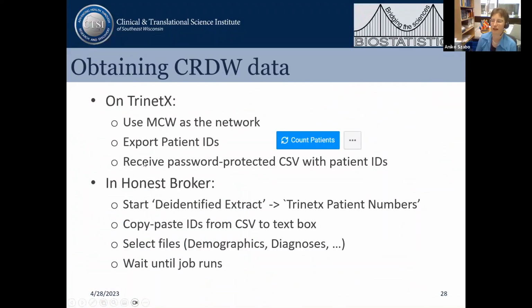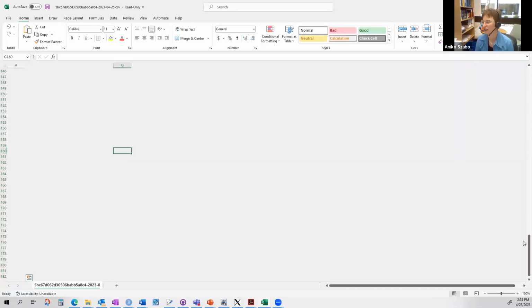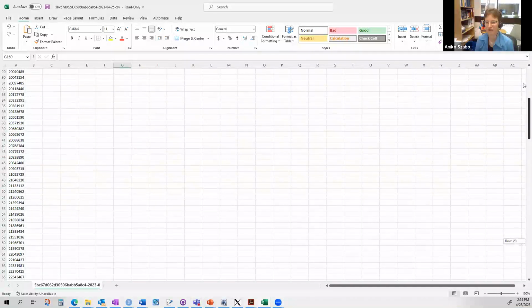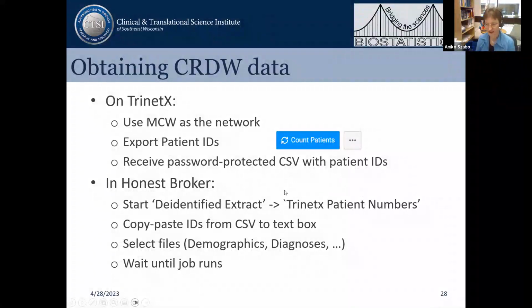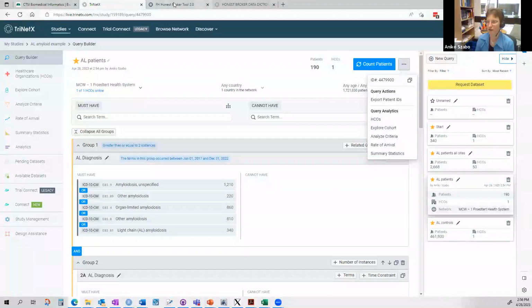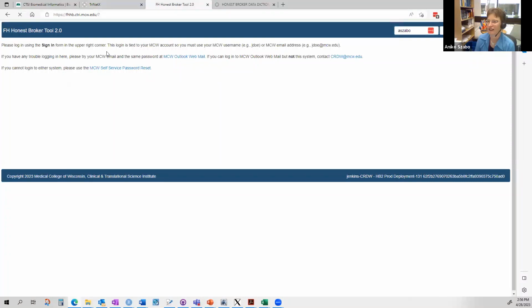Right, so I'll get a password protected zip file, and this is how it will look once I open it, with lots of patient IDs. At this point, these are encrypted, so we don't know who these are. At this point, I go to Honest Broker, which is linked from the Bioinformatics page, but I have to go there and sign in. So it's a different system.